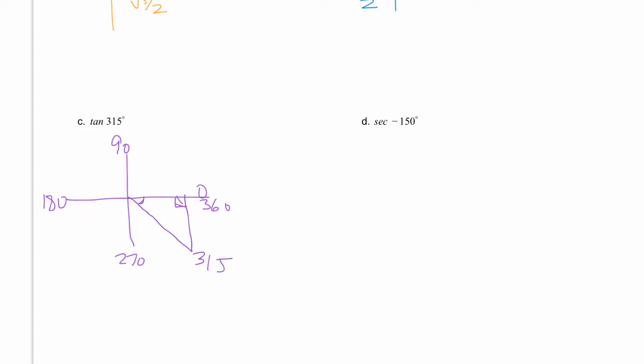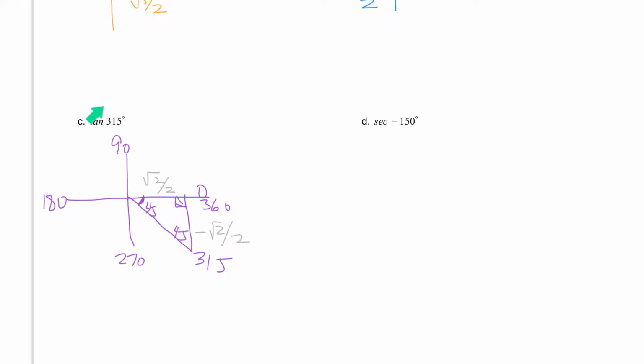So what we need to do is figure out what our reference angle is, which means we have to subtract 360 and 315. So 360 minus 315 gives us a reference angle of 45 degrees. So this is a 45, 45, 90 triangle. With our 45, 45, 90 triangle, if we take a look at our sides, across from a 45-degree angle is the square root of 2 over 2. And then this side is the square root of 2 over 2 as well, but remember it's going in the negative direction. So we would label this as negative square root of 2 over 2.